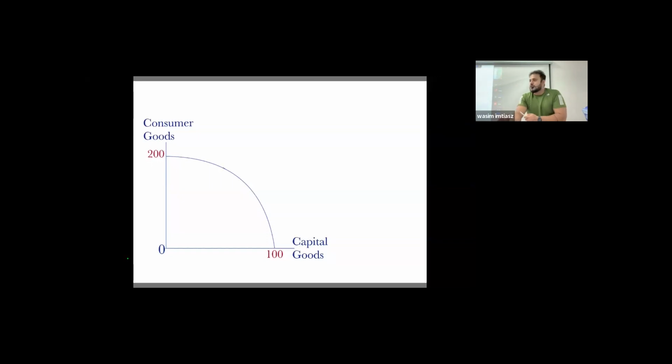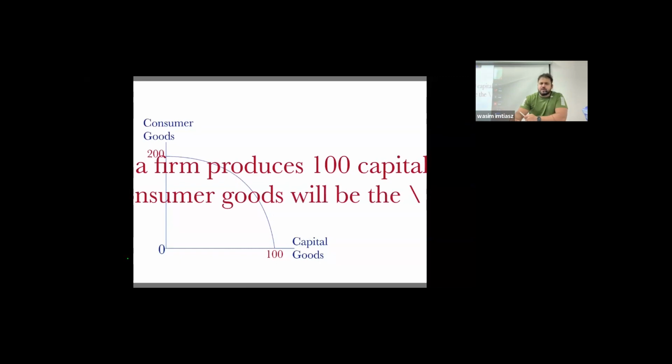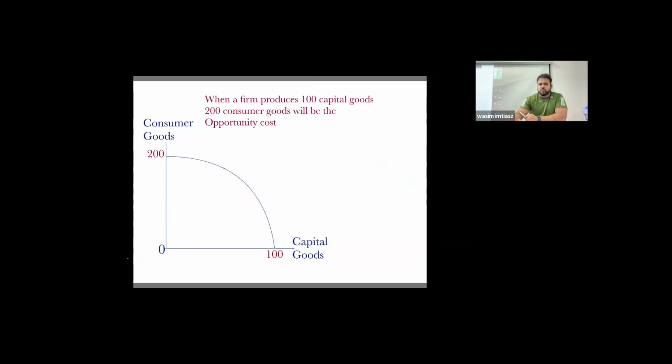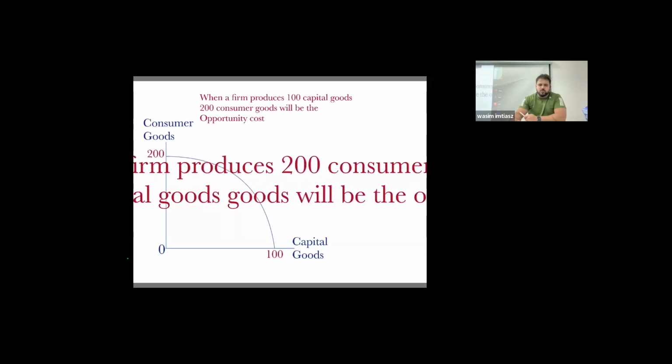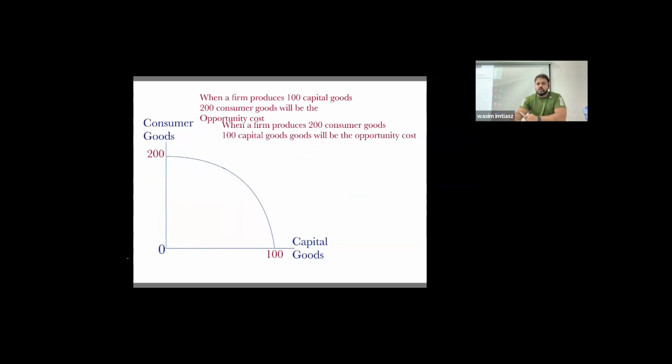Okay. You all understood, guys? Whatever you don't produce, that will be your opportunity cost. So when you produce 200, what is the opportunity cost? 100 capital goods. When you produce 100, what's the opportunity cost? 200 consumer goods. Then here, when a firm produces 100 capital goods, 200 consumer goods will be the opportunity cost. When a firm produces 200 consumer goods, 100 capital goods will be the opportunity cost.